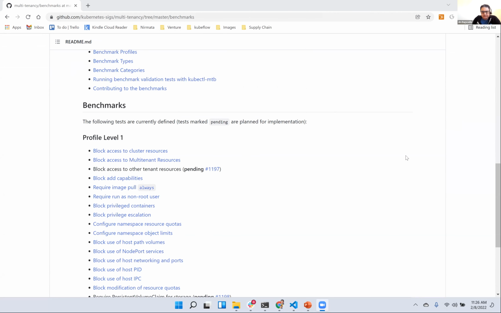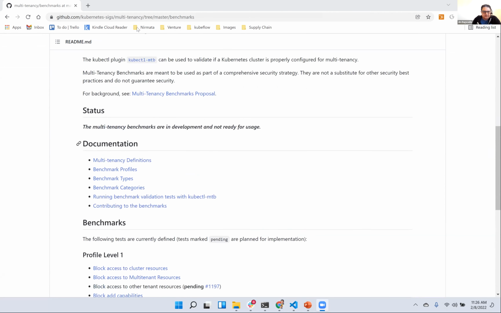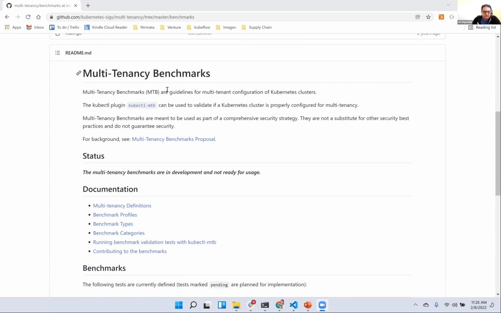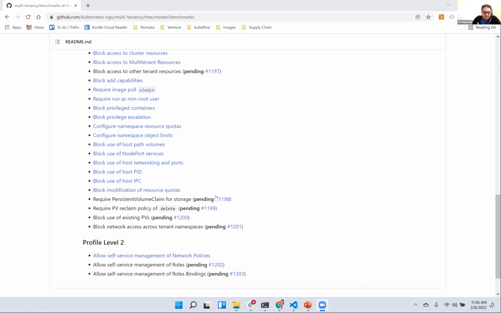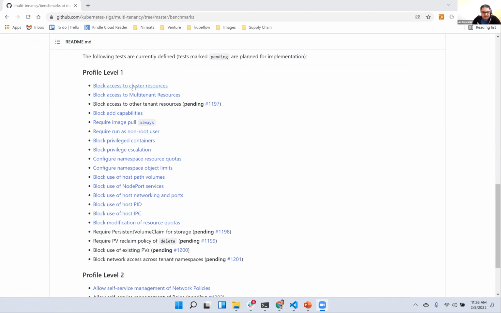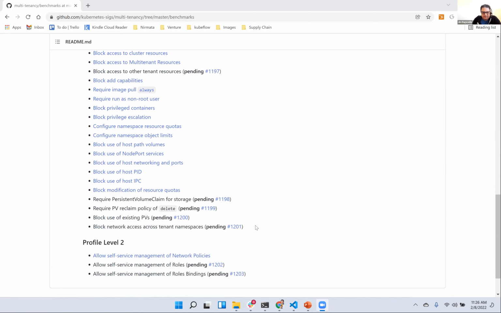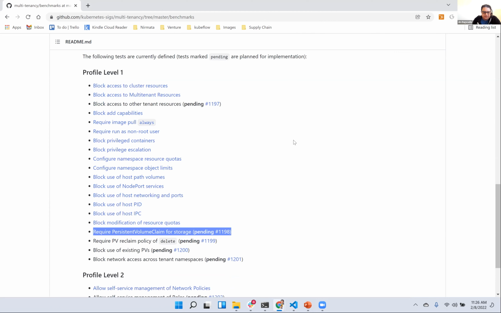So I shared the link in chat, and within the multi-tenancy Git repo, there's a section for the benchmark. When we were discussing this, we had come up with two levels of tests. Based on that, there's a series of about 14 plus checks. The ones which are not linked are pending implementation. The other ones have been completed. And again, this is certainly open to discussion and refinement as we go along.